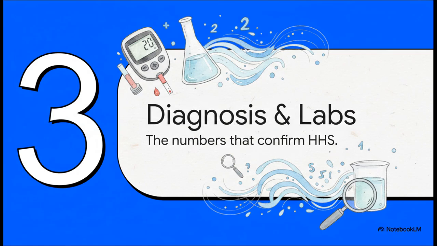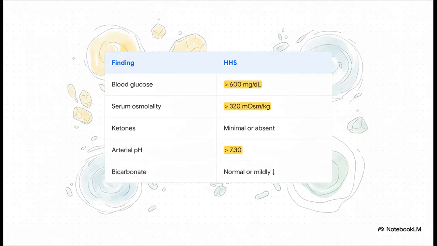Okay, so we've got a pretty good idea of what's going on based on the clinical picture. But now we need the hard data, the lab values, that are going to give us that definitive diagnosis. And yeah, you're going to have to memorize these numbers. This table really tells the whole story. The blood glucose is just astronomical, way up over 600. The serum osmolality is over 320, which confirms that the blood is super concentrated.